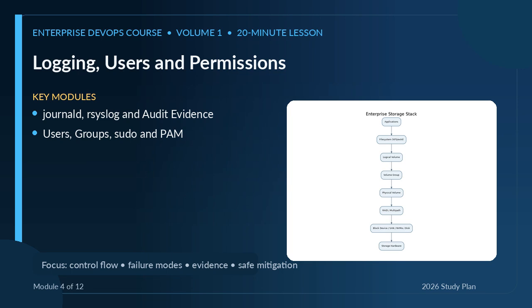The module on users, groups, sudo, and PAM establishes the following ideas. Identity operations combine account data, authentication, authorization. Local files may be replaced or supplemented by LDAP, Active Directory, SSSD, or other identity providers, but the diagnostic model remains the same.